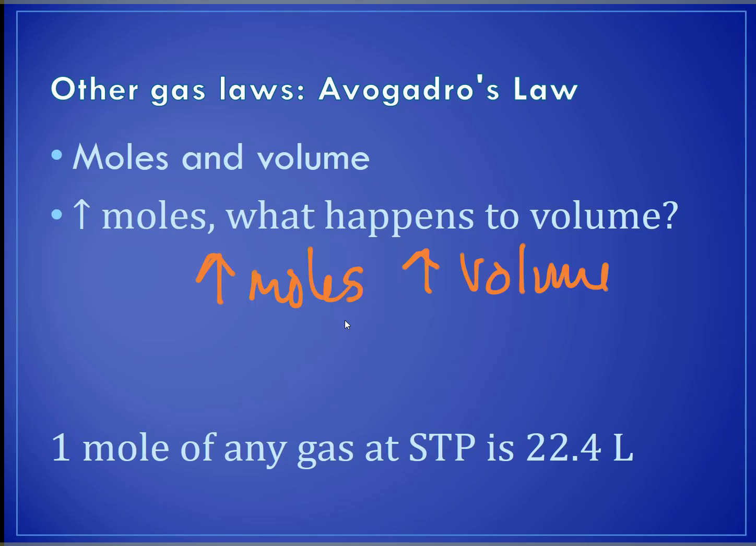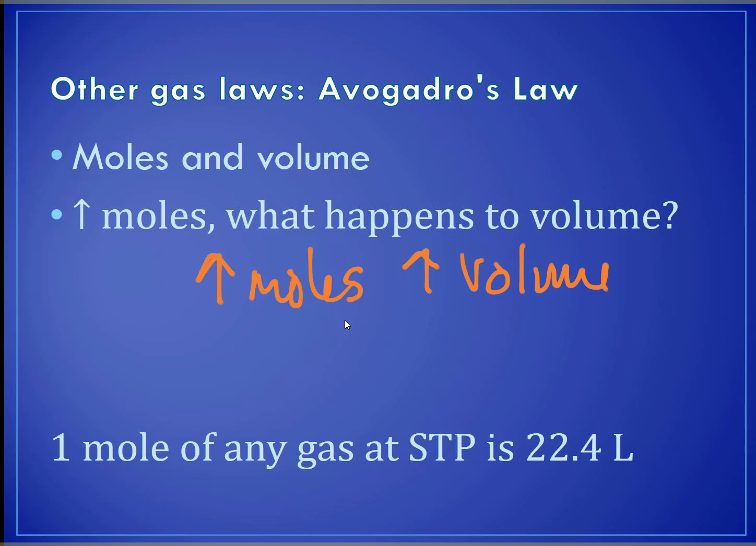Avogadro studied gases, and he noticed that it didn't matter what type of gas he used, that as long as he was at standard temperature and pressure, or STP, the volume of that gas would be 22.4 liters. So if he was using carbon dioxide or oxygen, as long as he had 1 mole of it, he would have 22.4 liters. This was mathematically calculated to determine Avogadro's number, which is the number of atoms in a mole. And of course, that number is 6.02 times 10 to the 23rd.